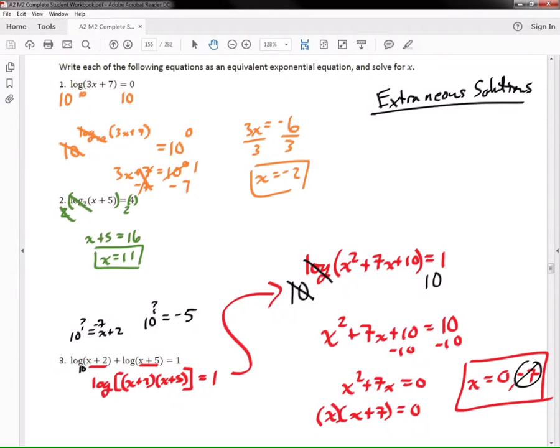Okay, so extraneous solutions are the numbers that make the inside of a log negative.